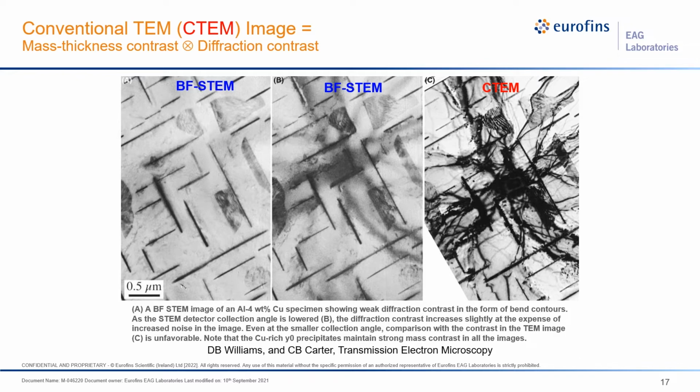Basically the contrast is a convolution of mass thickness and diffraction contrast. So this makes the contrast really complicated in some cases. For example, if people only want to visualize the defect, you can just switch to the so-called bright field STEM mode to visualize the defect without this bending contour.